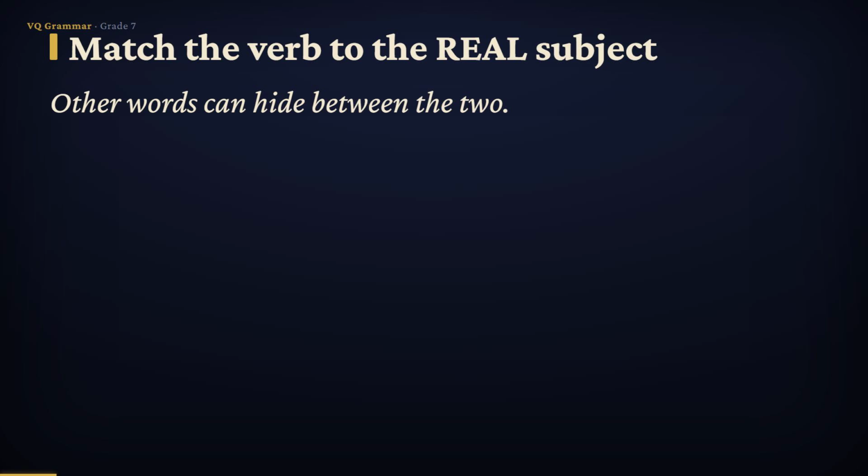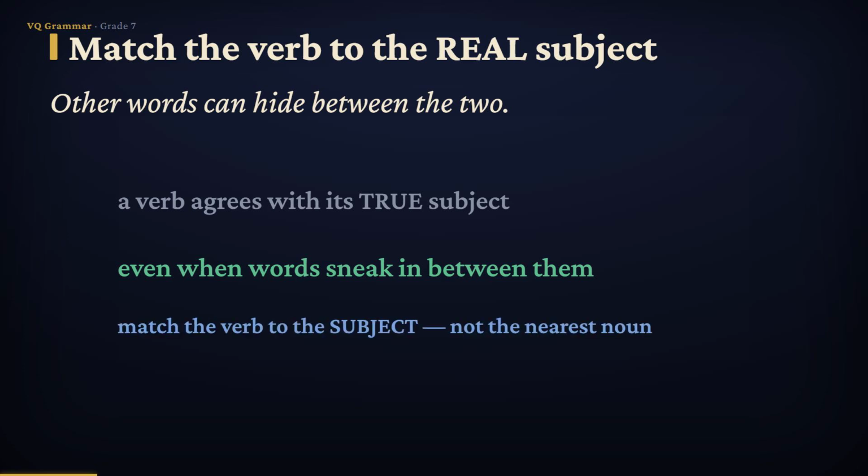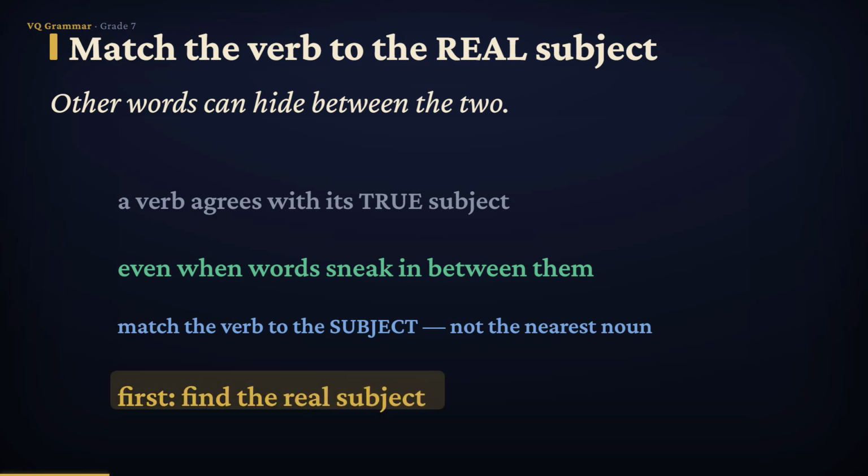Let's get started. Let's pick up right where we left off. A verb still has to agree with its true subject. But here is the wrinkle we tackle today. Other words often sneak in between the subject and the verb, and they try to tug the verb the wrong way. The rule itself does not change. You match the verb to the subject, not to the nearest noun you happen to see. So the very first move, every single time, is to find the real subject.